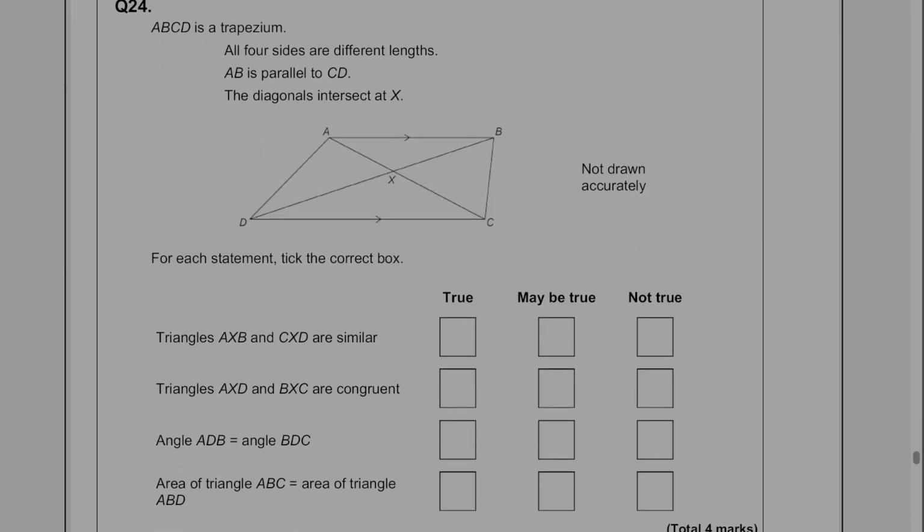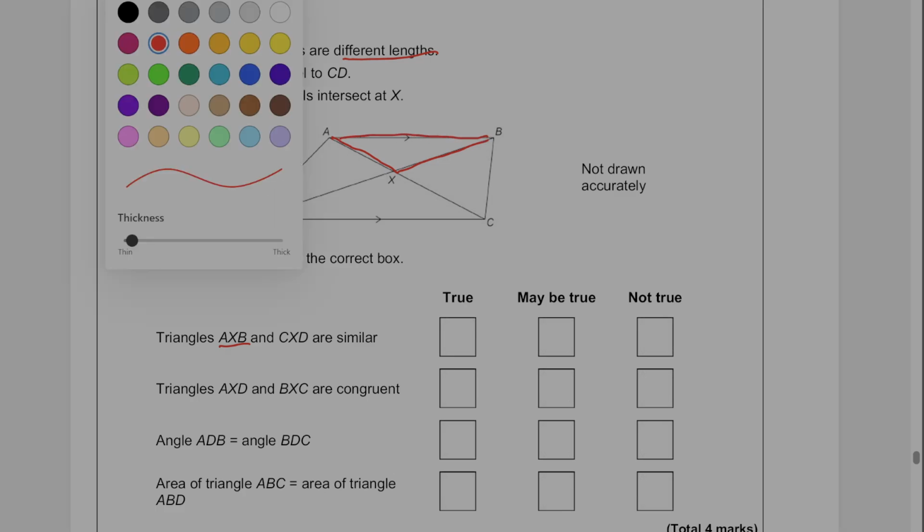Right, question 24. ABCD is a trapezium. All four sides are different lengths. We're told that AB is parallel to CD, and the diagonals intersect at X. Okay, for each statement, tick the correct box. So triangle AXB, so let's do AXB. And CXD, CXD.